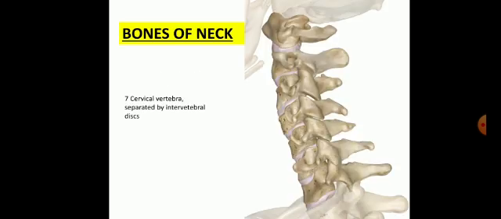Now coming to the bones of the neck, that is the cervical vertebrae, they are totally 7 in number. They are separated by the intervertebral disc. Of the seven cervical vertebrae, the first, second, and the seventh are atypical.